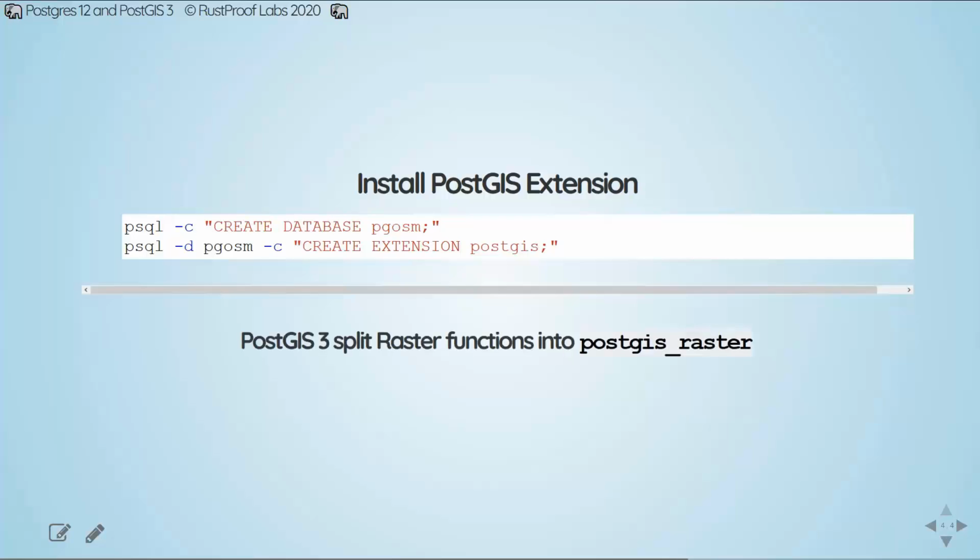And then once you have Postgres up and running, you can install PostGIS. This is a per database step, so you do need to create your database, and then once you have a database created, you can connect to it and create the PostGIS extension. Don't forget that the raster functions are separated, so if you need those raster functions, I would instead use create extension postgis_raster cascade.